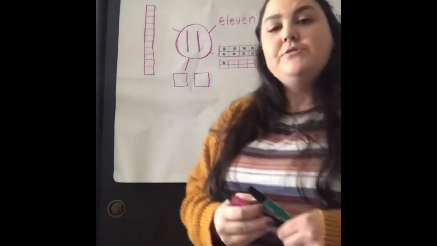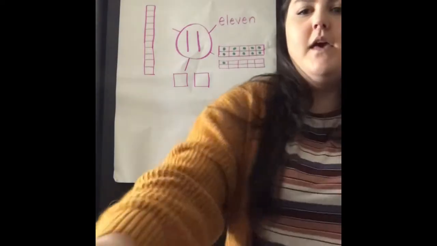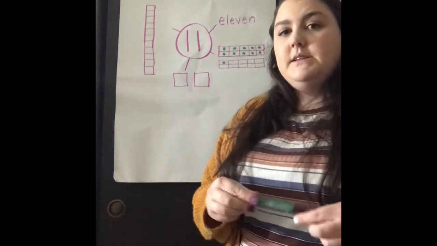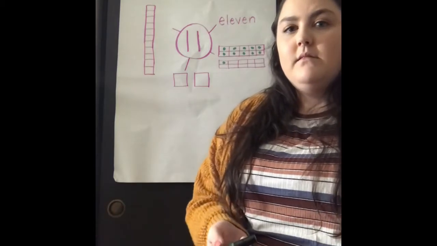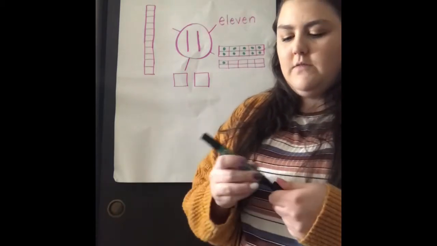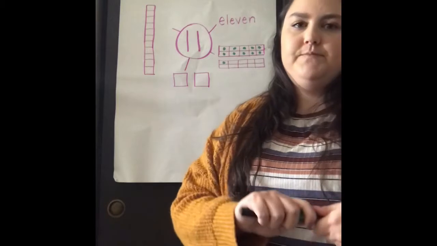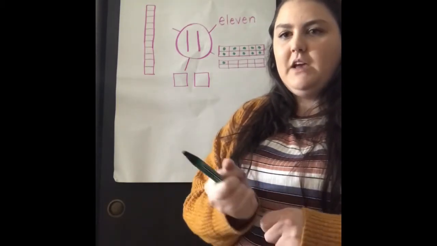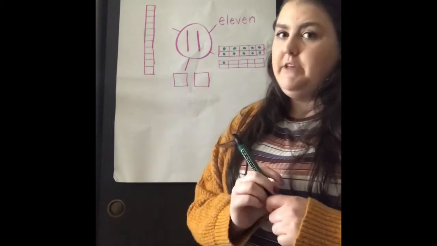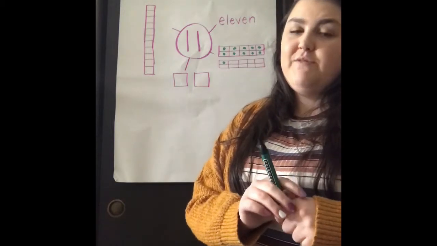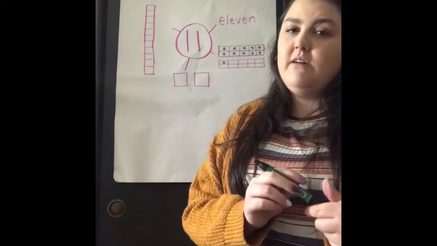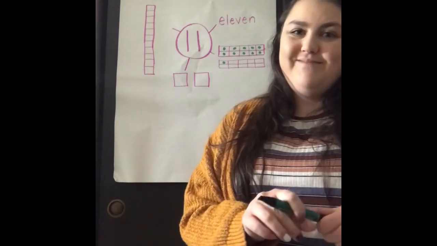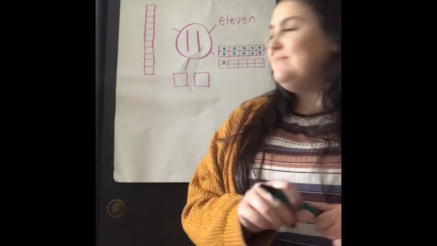If I have 2 dice and the dots needed to equal 11, what kind of combinations could I do? What are 2 numbers that could make 11? If you need to pause the video to figure that out and draw a picture, you should do that. Okay.